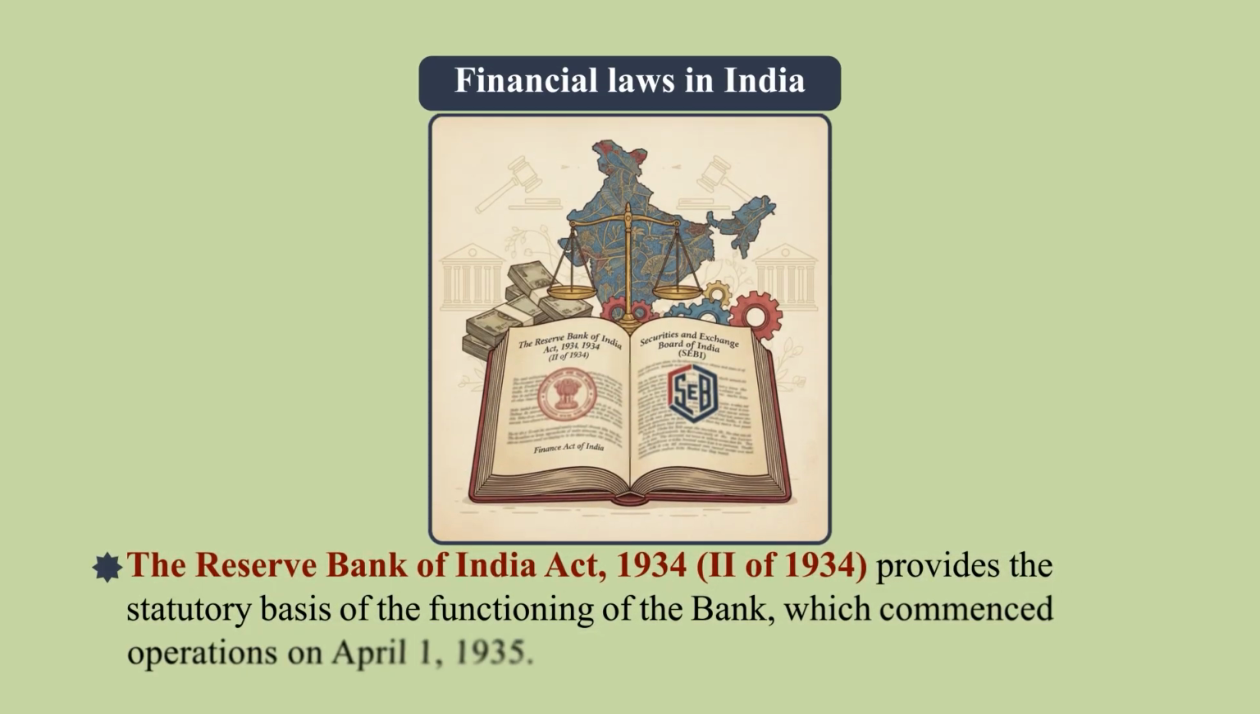The first is the Reserve Bank of India Act 1934, Part 2 of 1934, which provides the statutory basis of the functioning of the bank. RBI commenced its operation on 1st April 1935, and thereafter under this act RBI has attained an important position where it directs the other banks, it creates the policy for banking, it is the advisor to Government of India, and it plays a very important role within the provision of this act.